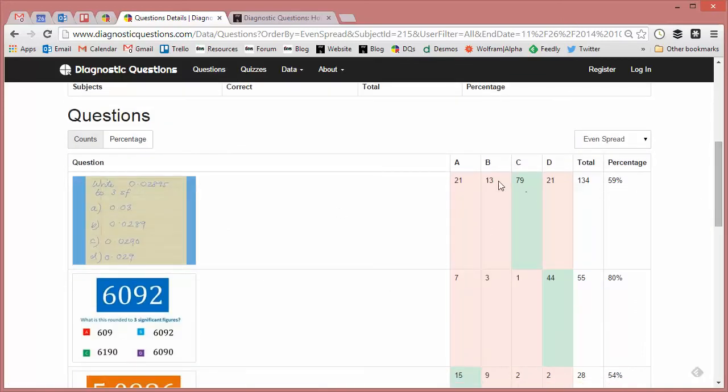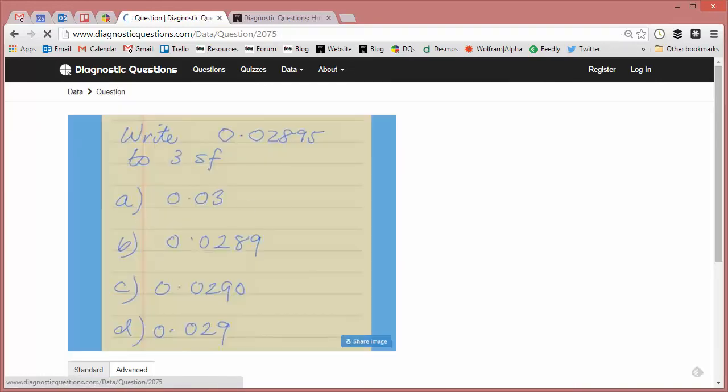because even spread is going to find me questions where the answers given by students are spread out over the 4 answers. Now, I've got this question here. Let's have a look at this, and that seems to have got 59% right, and if I just click on the percentages, I can see that it's quite an even spread amongst the other 3 answers. So let's click on this question.